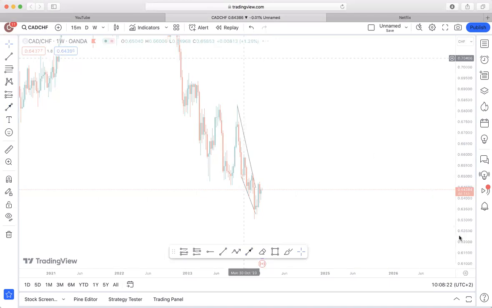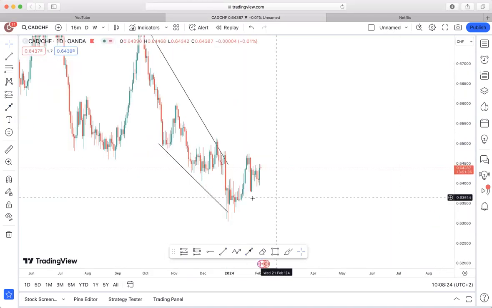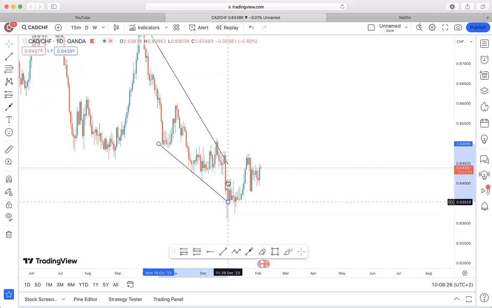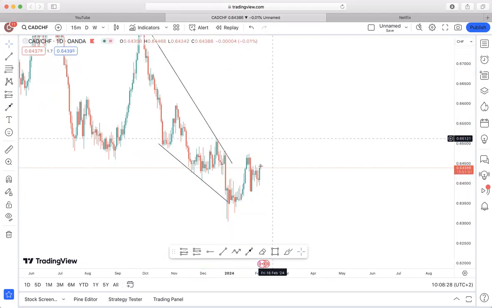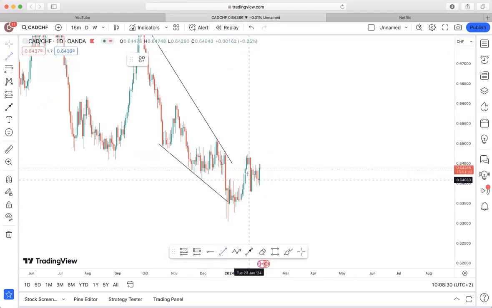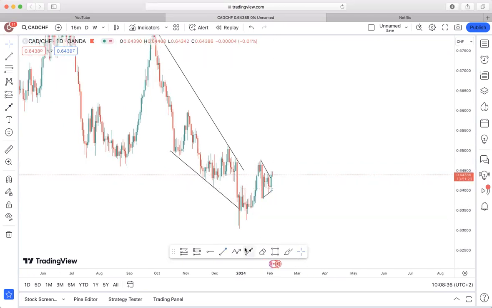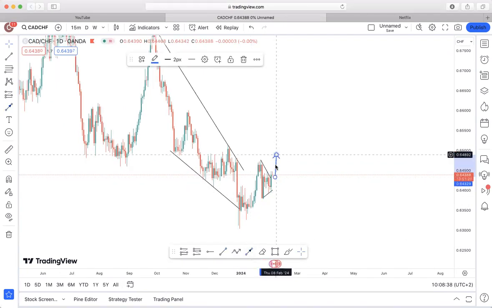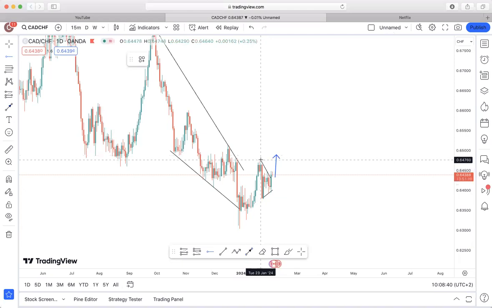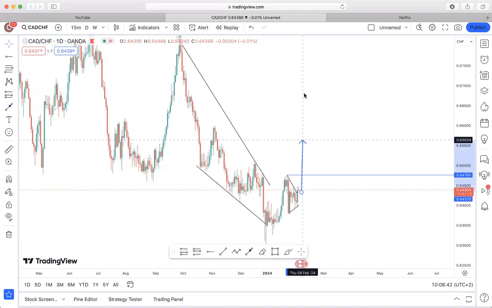And now on our daily time frame, what are we seeing? This was previously our impulsive move up. This was our corrective structure. And then price did break out. So this has a high probability of at least reaching this point, and then possibly continuing to climb all the way to the upside.